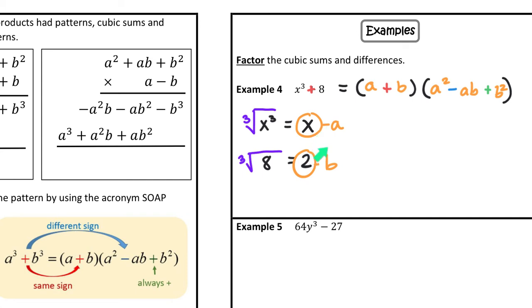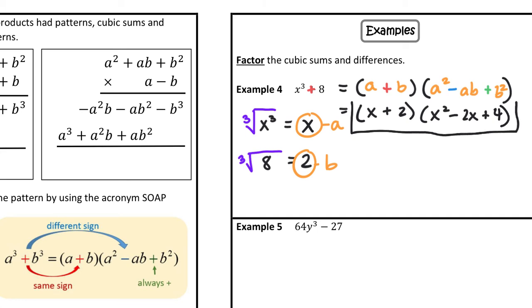Okay, but now let's plug in everything, right? Instead of a and b, I'm going to plug in x and 2. So my answer is going to equal x plus 2, times x squared minus, instead of a times b, what's x times 2? It's 2x, plus, what's b squared? That's 2 squared. What's 2 times 2? It's 4. So this is my answer here.